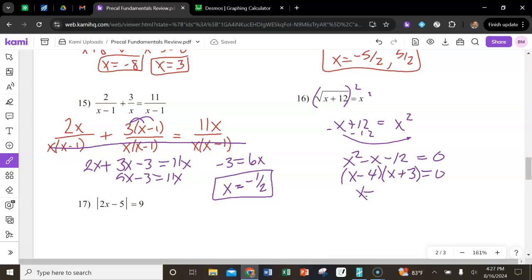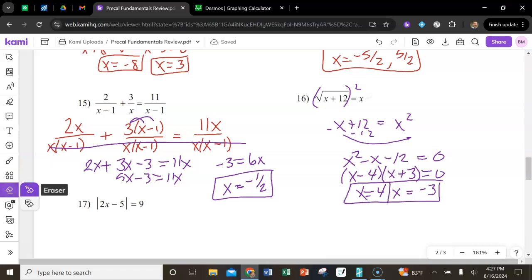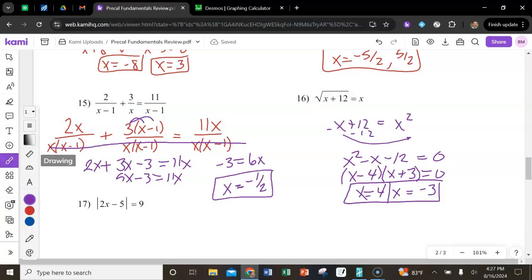So that means I'm going to get x equals 4 and x equals negative 3. The only time that you need to check your answers would be in this case. If you start with something that is not a quadratic equation, what we started with was not a quadratic equation, and then I ended up solving a quadratic equation, that's when you want to check. To check, just simply plug those in for x.